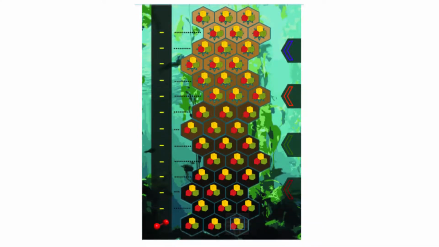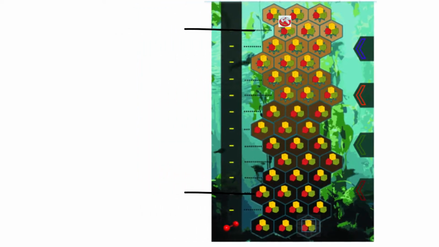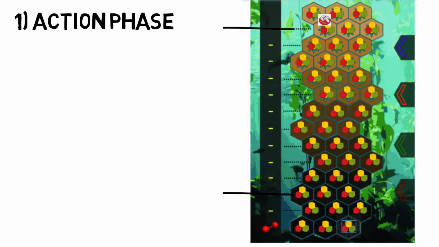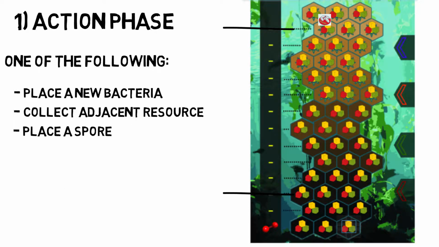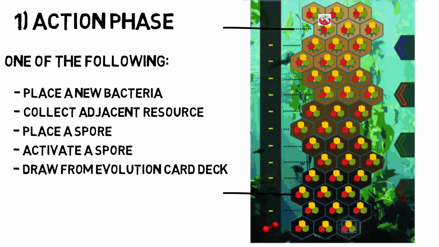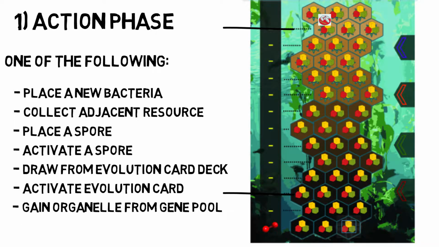At the start of the game, each player can place 1 bacteria and collect 1 adjacent resource for free during their turn. During the action phase, the player can perform the following actions: place a new bacterium, collect an adjacent resource, place a spore, activate a spore, draw from the evolution card deck, activate an evolutionary card from their hand, or gain an organelle from the gene pool.